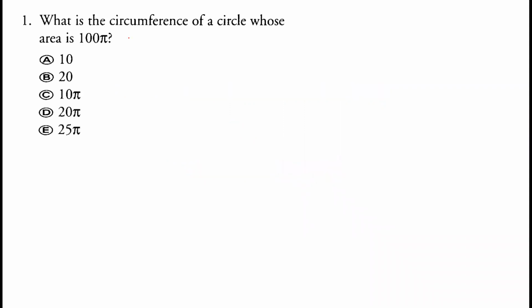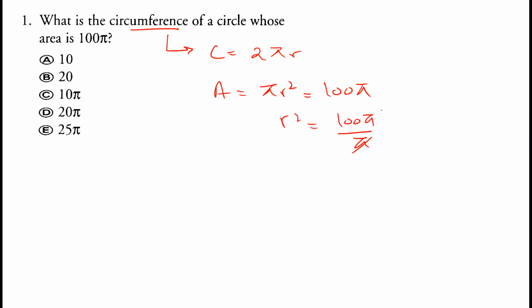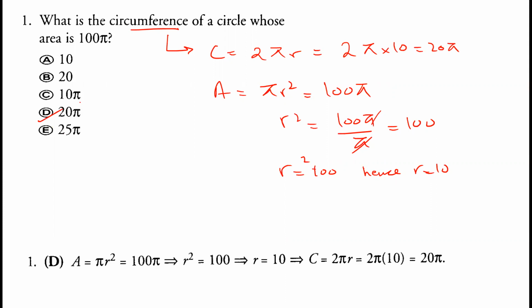Now for the first question, what is the circumference of a circle whose area is 100 pi? The formula for circumference of a circle is 2 pi r and the area formula is pi r square, and we know that the area equals 100 pi. So r square equals 100 pi divided by pi. So pi and pi cancel and we get 100. So r square equals 100. Hence r equals 10. So we can find out the circumference. So 2 pi into 10 is 20 pi. So the correct option is D.